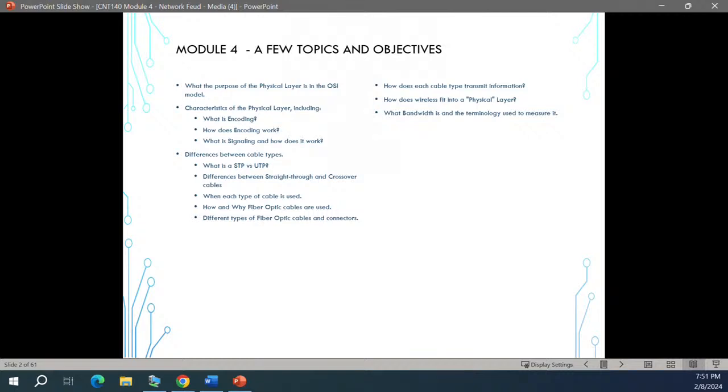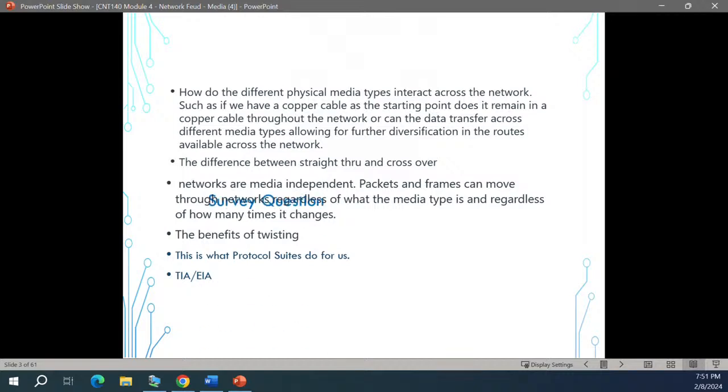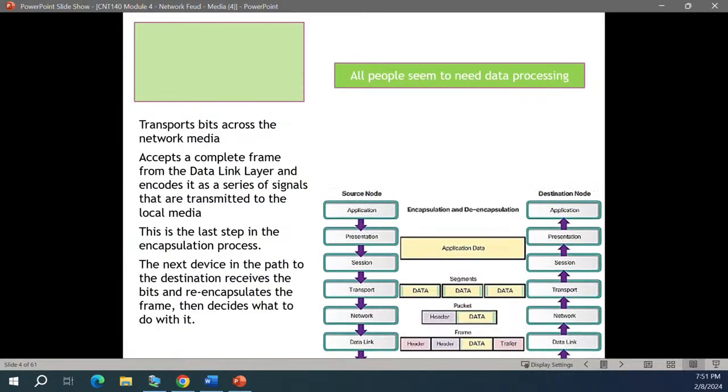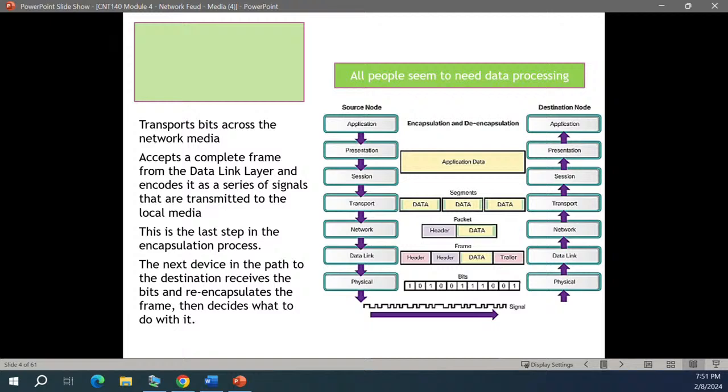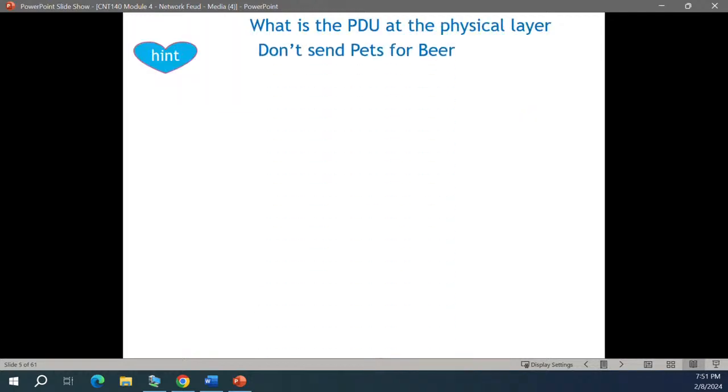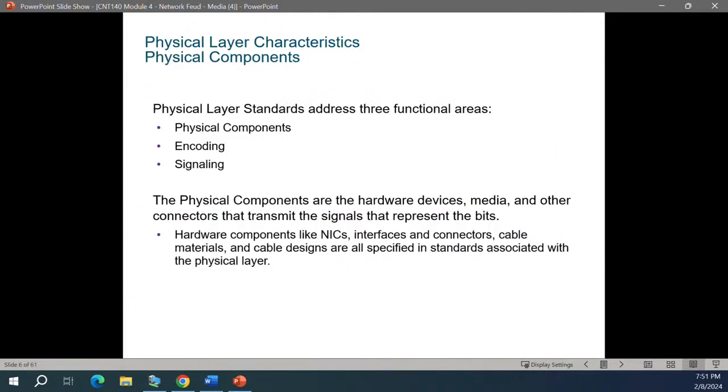What's latency? Yeah, it's a time measurement, right? Versus a bit measurement, right? It's the time that it's taking. Okay, so let's see what else we might need to look at. Transport bits. What is the PDU at the physical layer? Yeah, what is the protocol data unit at the physical layer? Bits, yeah. Okay, don't send pets for beer, right? Don't send pets for beer.